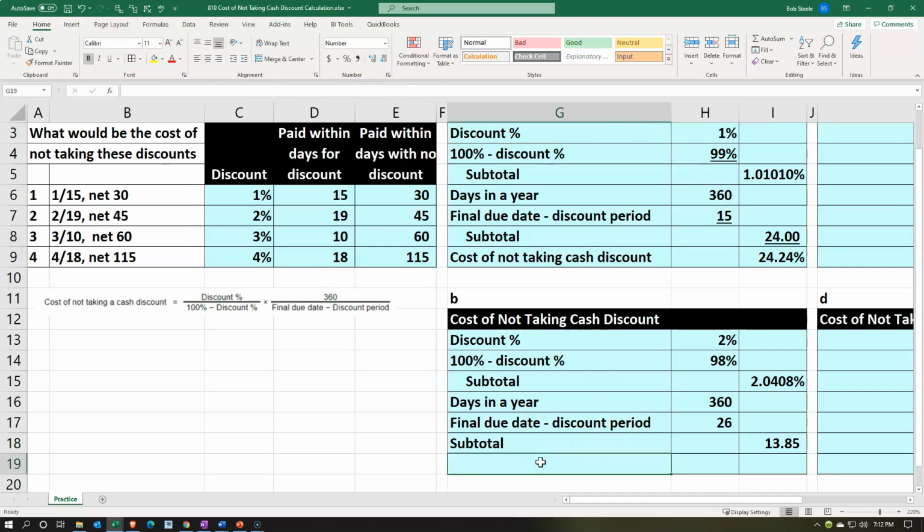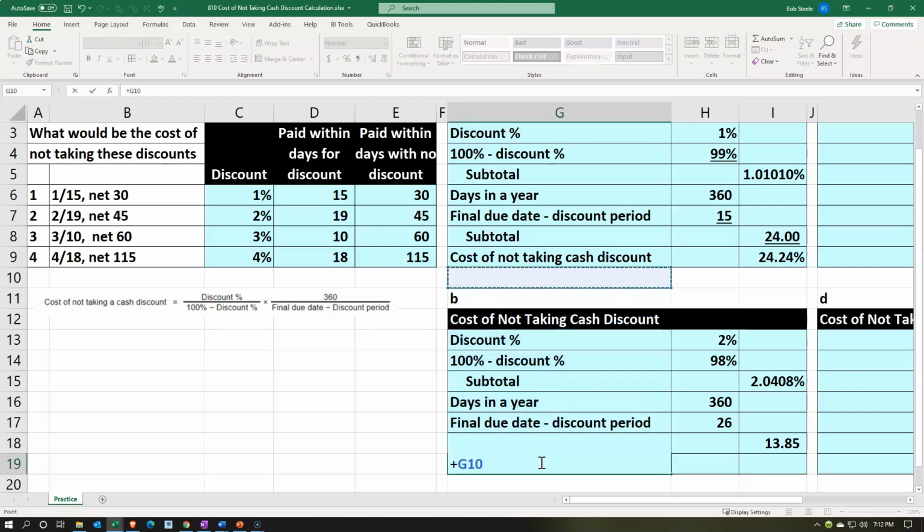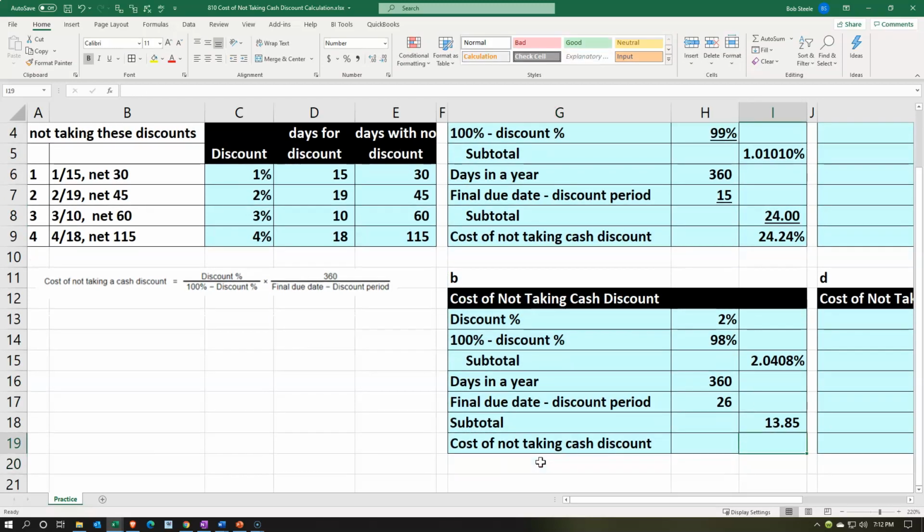And then we're going to have this equal to the cost of not taking the discount, and that's going to be equal to this 2% about times the 14 something, or the 13.89. Let's percentify this. We're going to go home tab, numbers group, percentify, add a couple decimals, and there we have it. Let's underline a few things here.